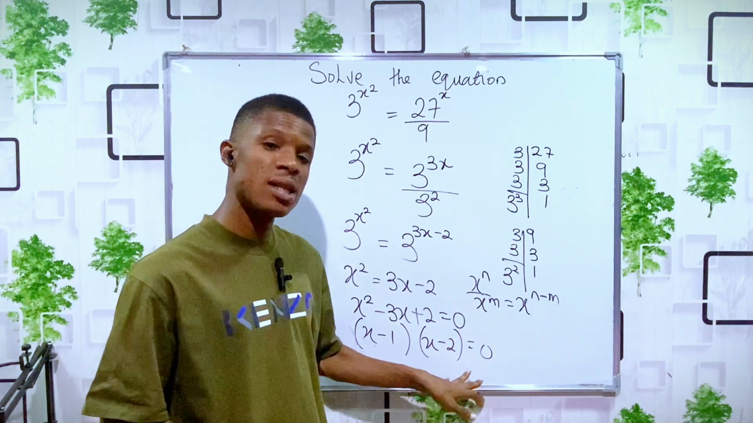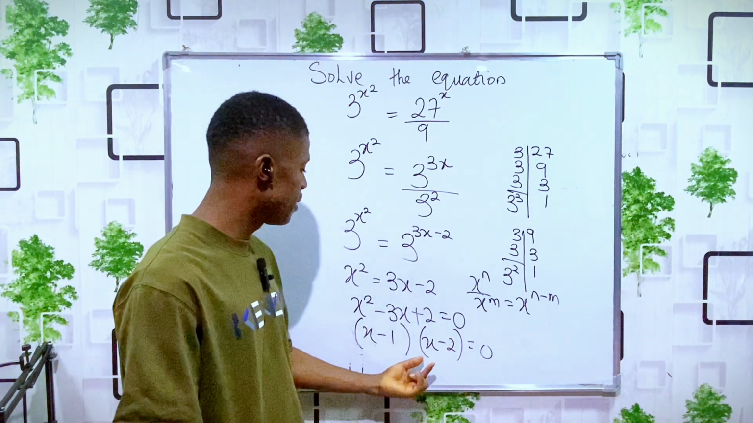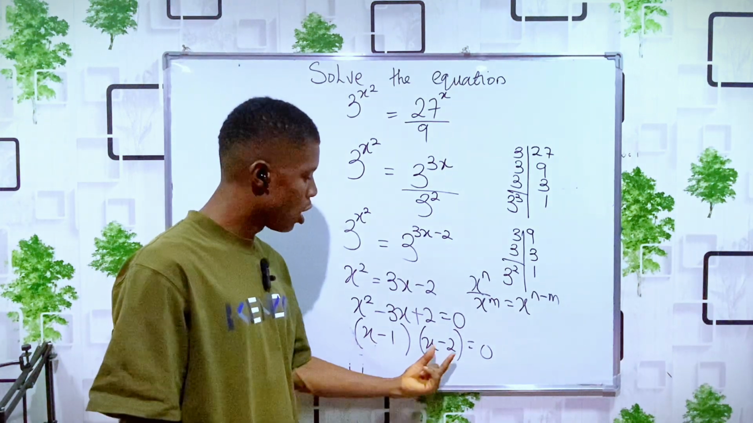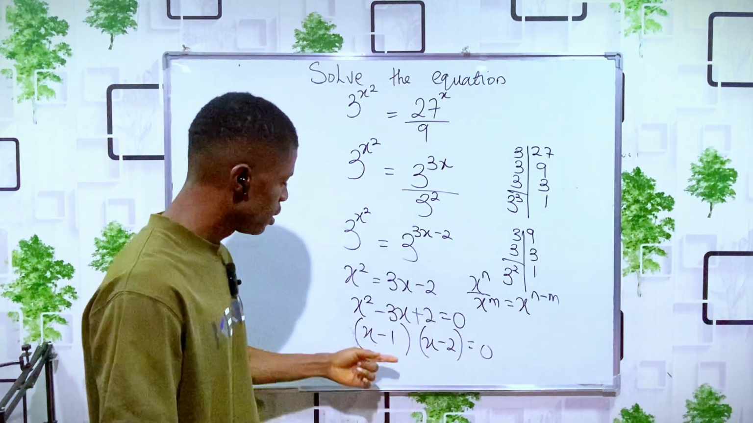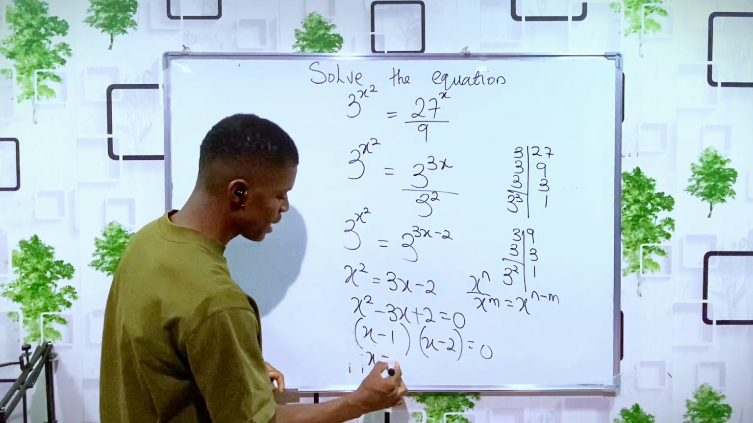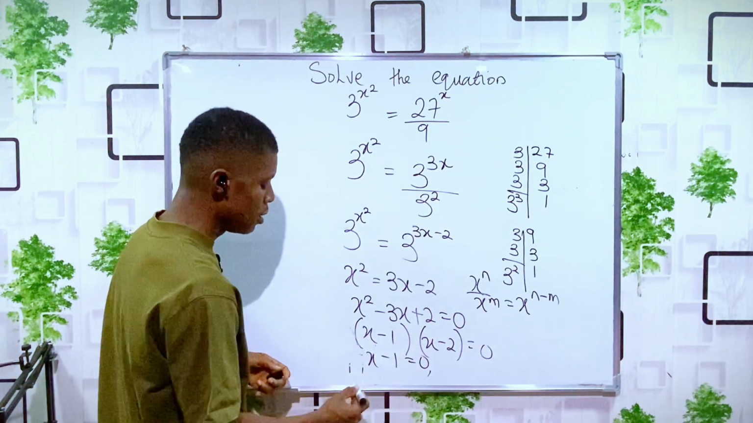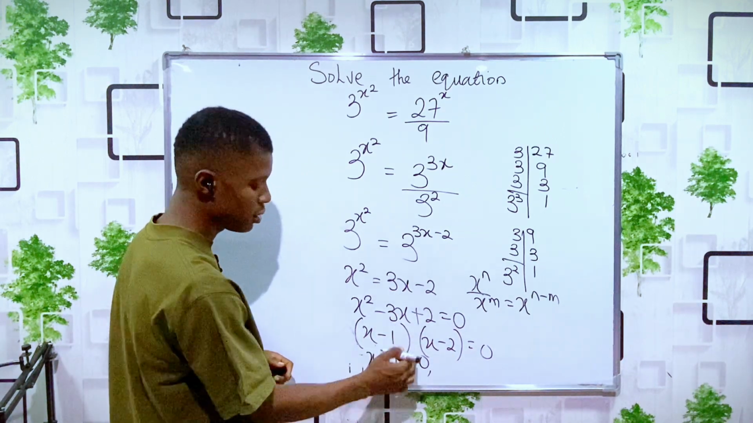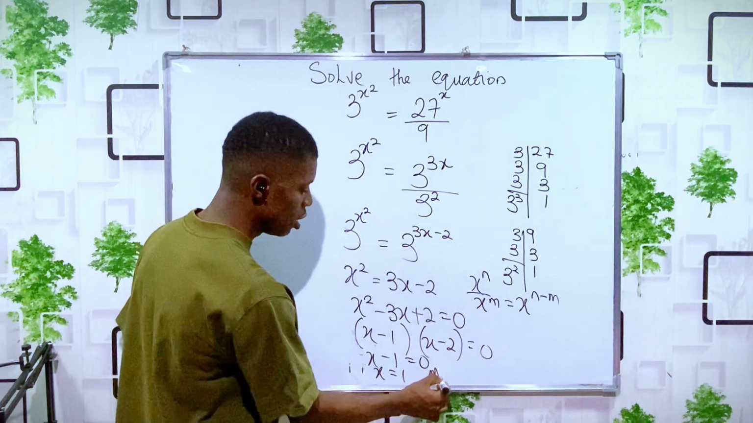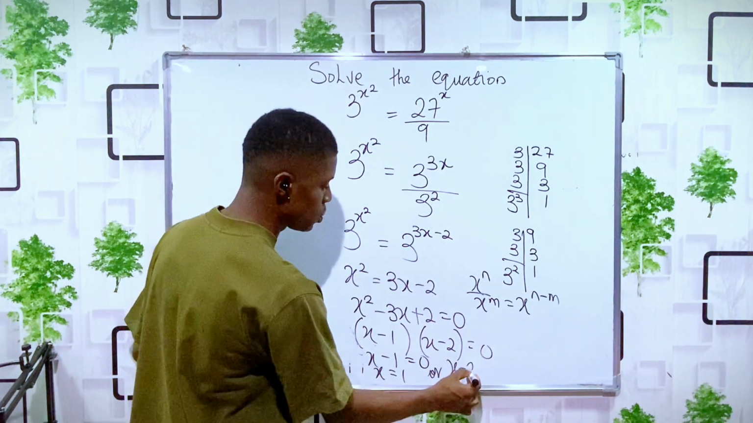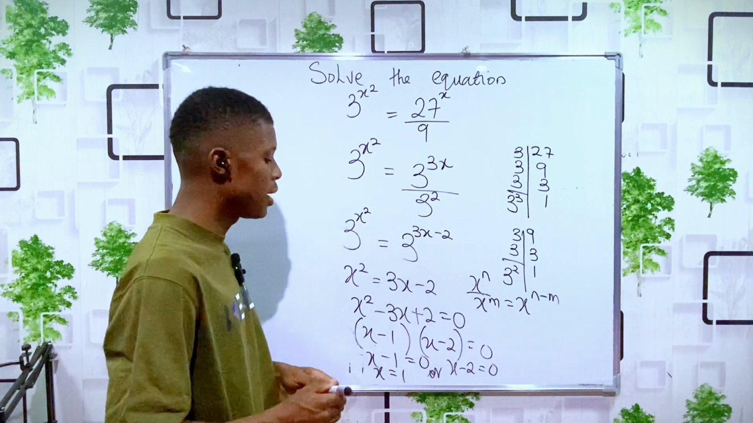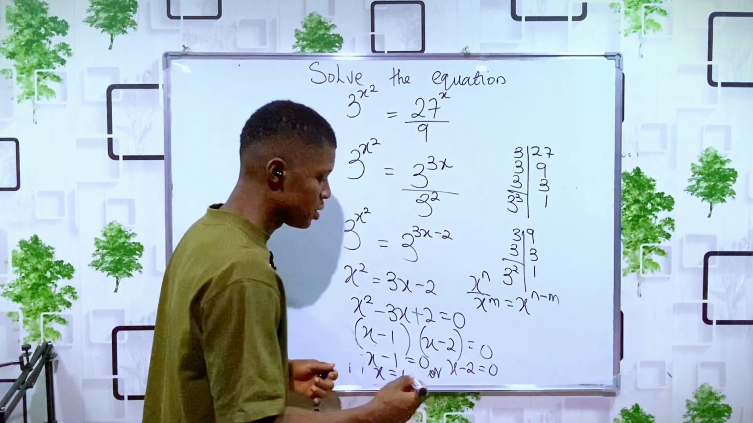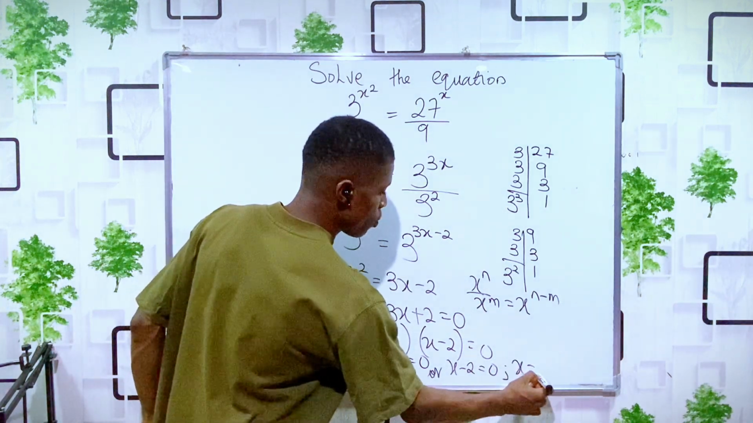Since two things multiplied together give 0, that means either the first bracket is 0 or the second bracket is 0. So let's look at the first bracket. x minus 1 is equal to 0, meaning that x is equal to 1, as minus 1 crossing the equality sign is 1. Or we say that x minus 2 is equal to 0. Then when minus 2 crosses the equality sign, it becomes positive. That means x is equal to 2.